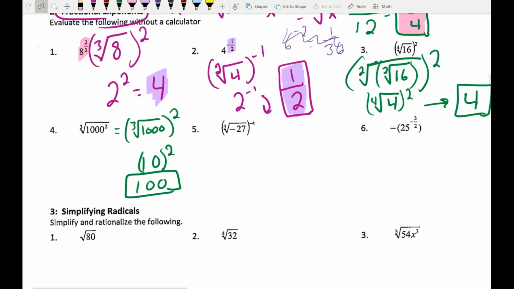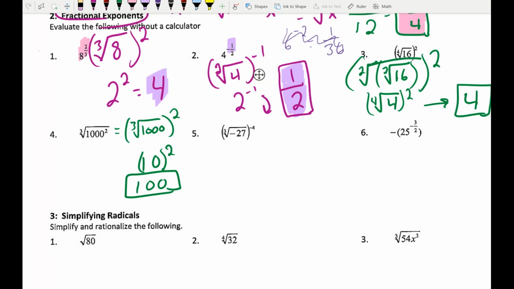Number 5 has a bunch of stuff going on. We'll start with the cube root of negative 27. I don't think that's too scary. The cube root of a negative is possible. If it was the square root of a negative, it would be imaginary. But the cube root of negative 27 is just negative 3.